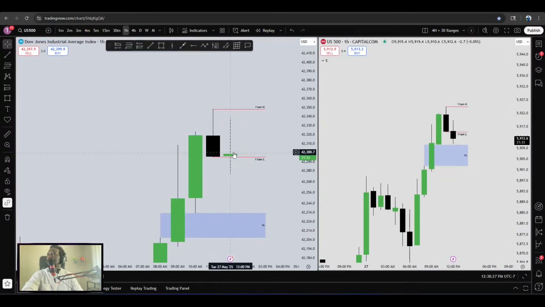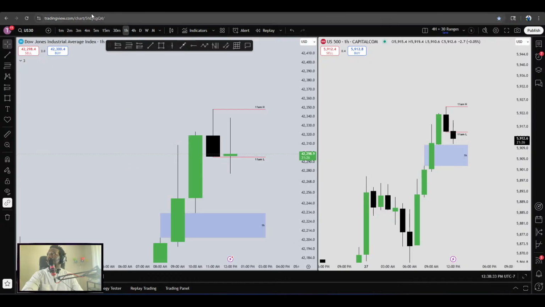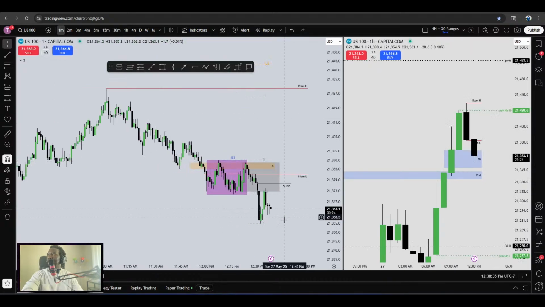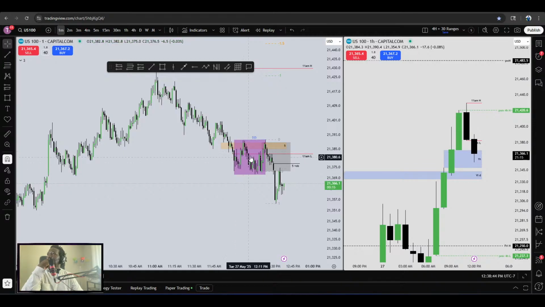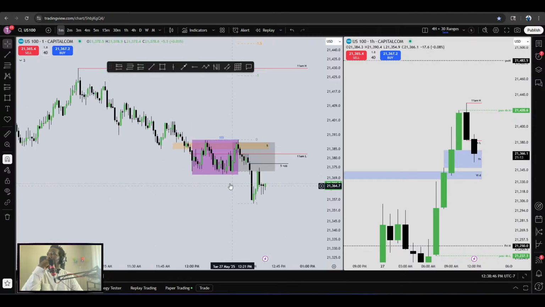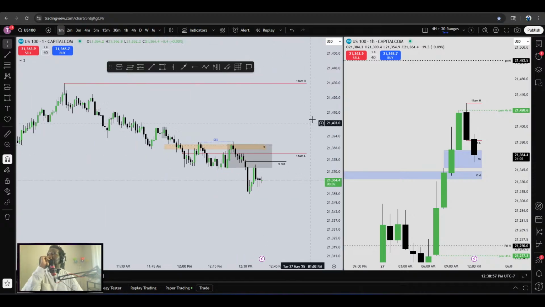So US30 has gone back into that range. So we've traded below, that's a little bit of consolidation over there. Okay, what time is it? It's now 12:38. I usually like to be in a setup by now. I like to be in a setup by now.